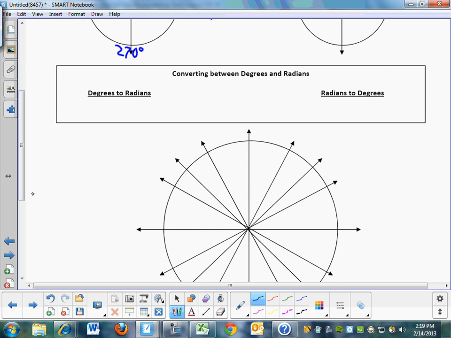All right, converting between degrees and radians. Here we go. You remember that if you want to go from degrees to radians, you take theta and you multiply it by pi over 180. If you want to go from radians to degrees, you take theta and you times 180 over pi. That's our conversion. That's how we go back and forth. Need to know that.